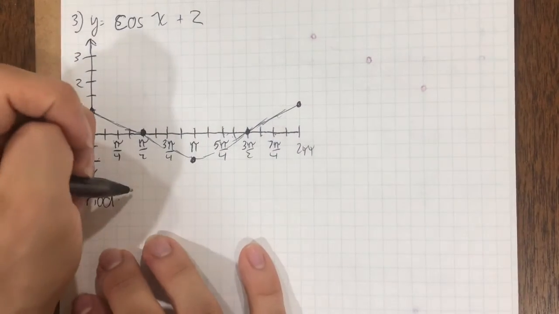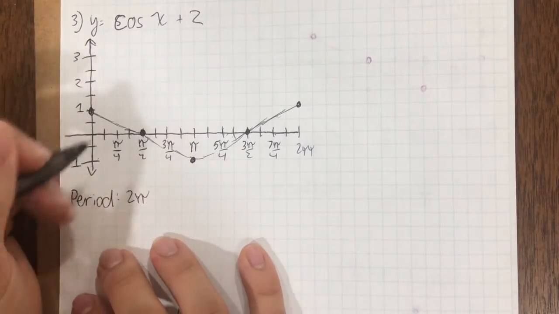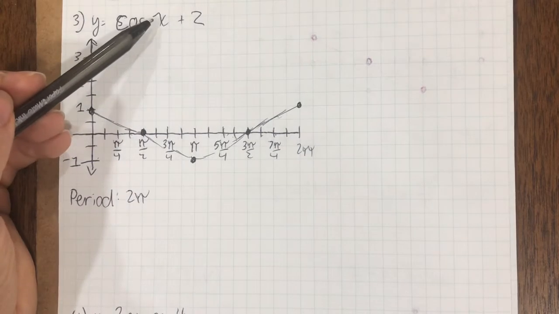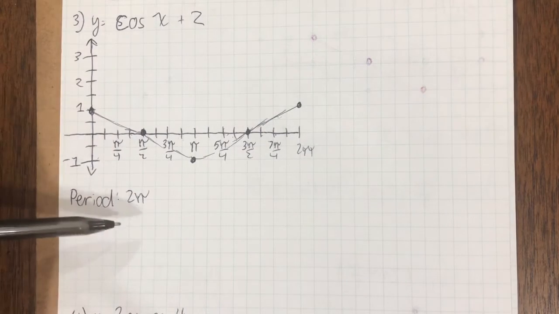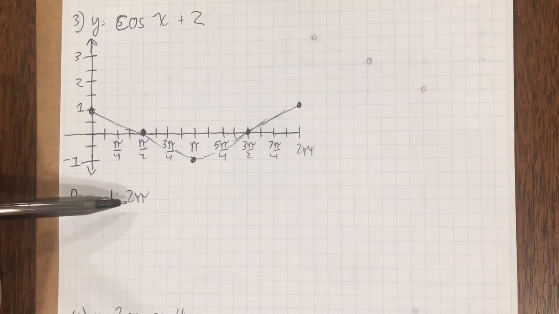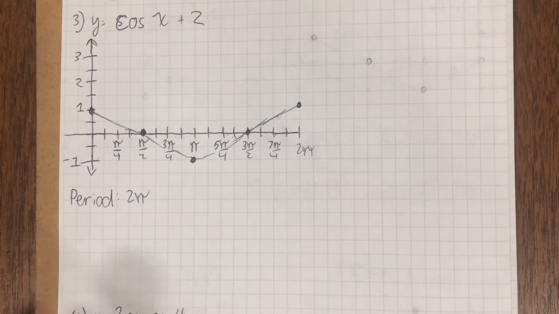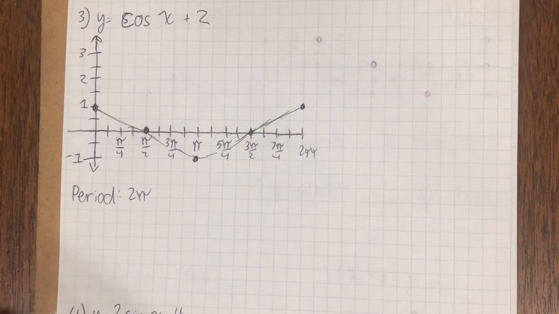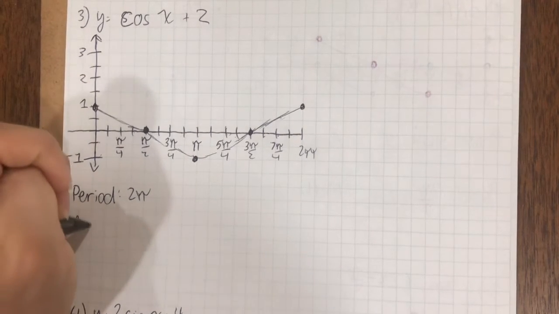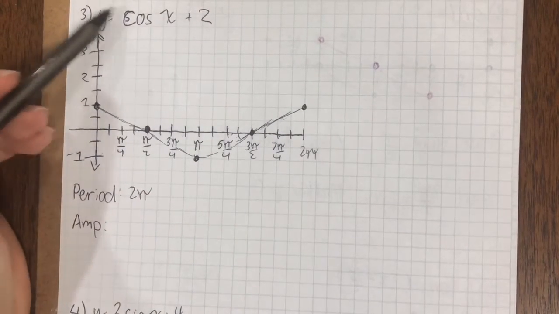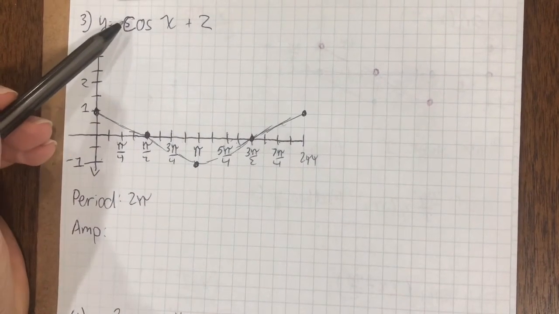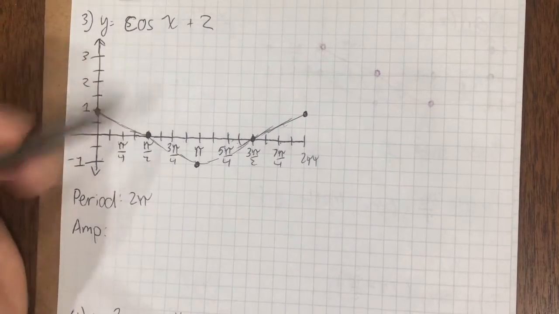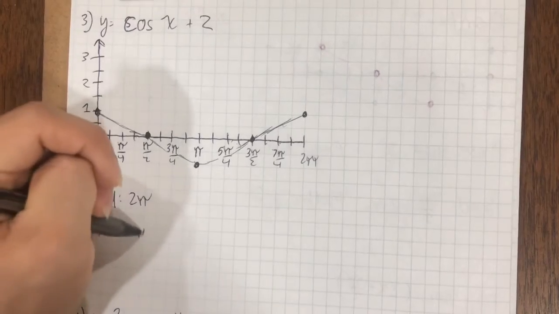So the period, we have 2 pi divided by the coefficient for x. There is no number in front of x, so it's just 1, and 2 pi divided by 1 is still 2 pi. All right. And luckily we don't have a phase shift, and the amplitude would be the number in front of the whole trig function, which there is none. So my coefficient for the whole trig function is 1, so it's 1 unit.